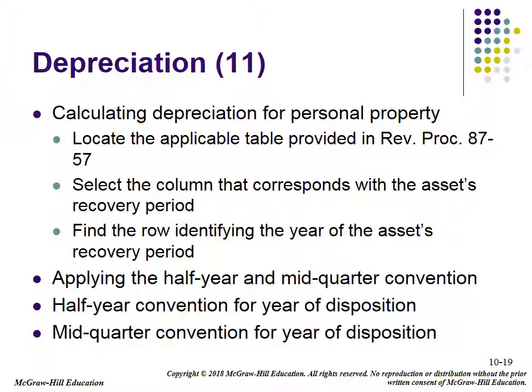We find the row identifying the year of the asset's recovery period. So what year are we calculating depreciation for? Is it the first year of the life, second, third, etc.? We have to make sure we select the correct table because it could be half-year or mid-quarter. And remember, when we're disposing of an asset in the year of disposition, if we used a half-year table, we only get half a year's depreciation that year. If we used a mid-quarter table, we have to apply the mid-quarter convention for the year of disposition as well.